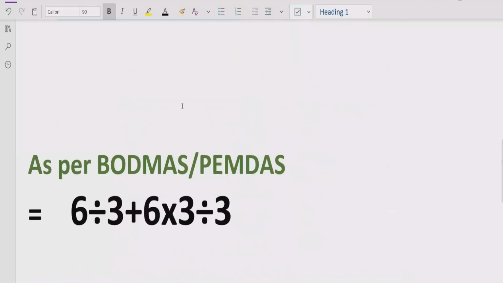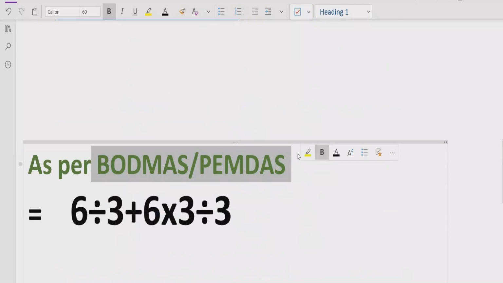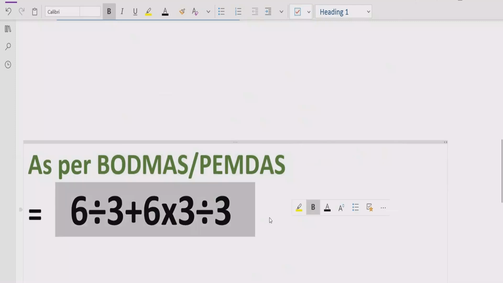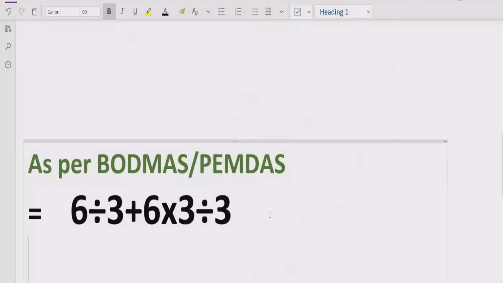Now let's move towards solving the given expression. As you can see on the screen, the given expression says first you have to solve the brackets. So here we do not have any bracket. Now move forward to see the exponent part. Let's check if there is any exponent part. No, we do not have any exponent part.